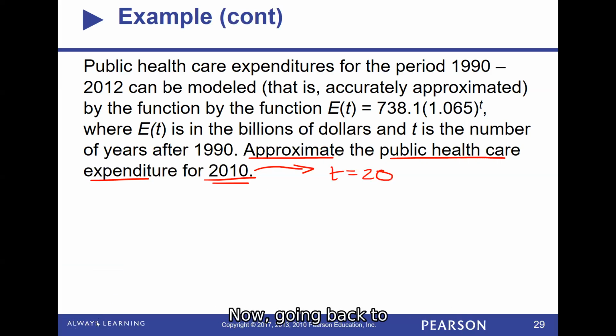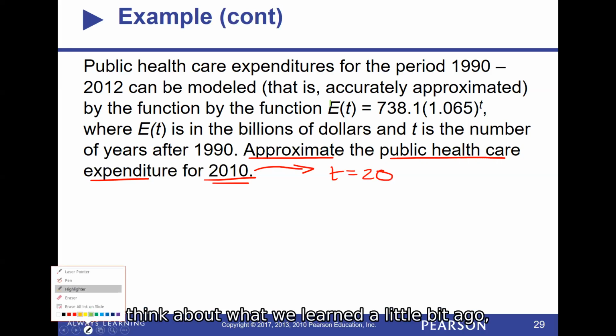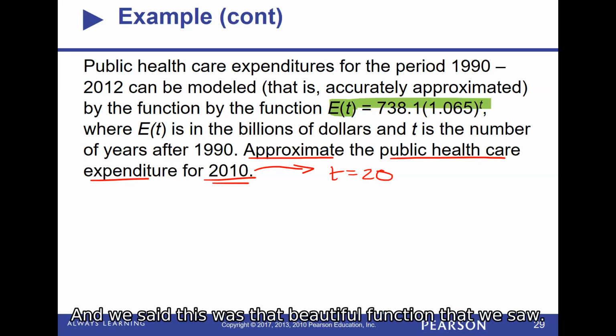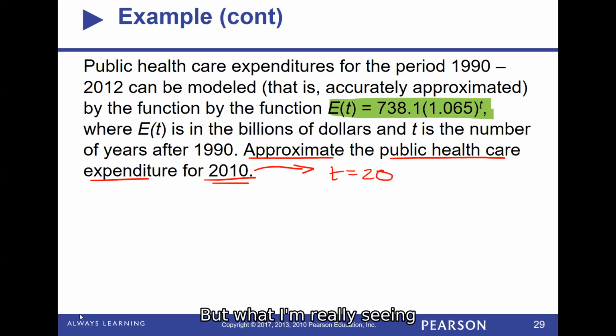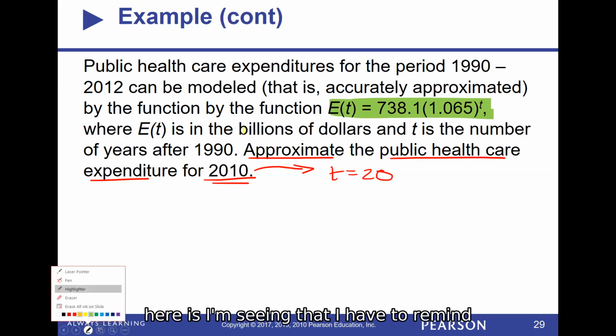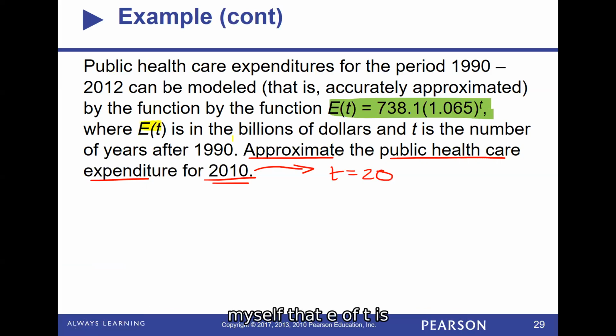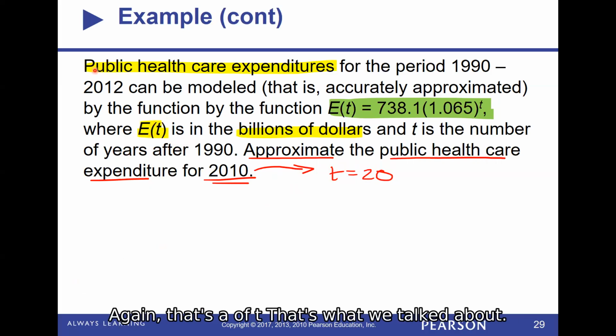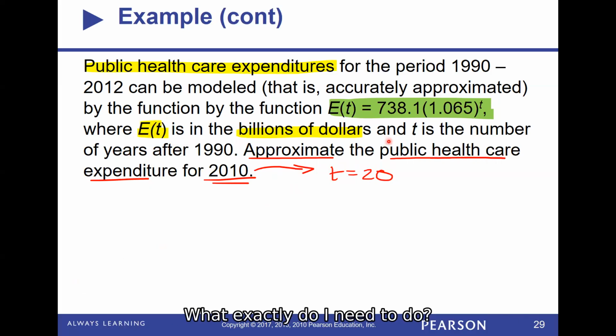Now, going back to think about what we learned a little bit ago, we kind of fancied this E of t, didn't we? And we said this was that beautiful function that we saw. But what I'm really seeing here is that I have to remind myself that E of t is the public healthcare expenditures in billions of dollars. So if 2010 happens to be t equals 20, and I want to know the public healthcare expenditures, again, that's E of t, that's what we talked about. What exactly do I need to do?